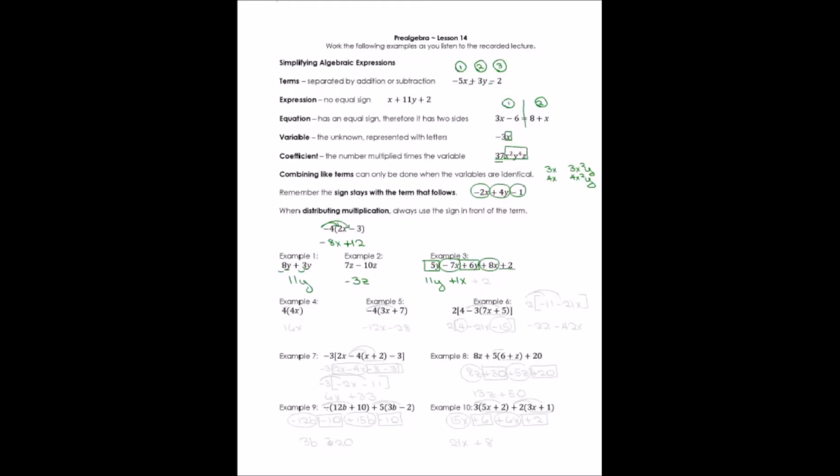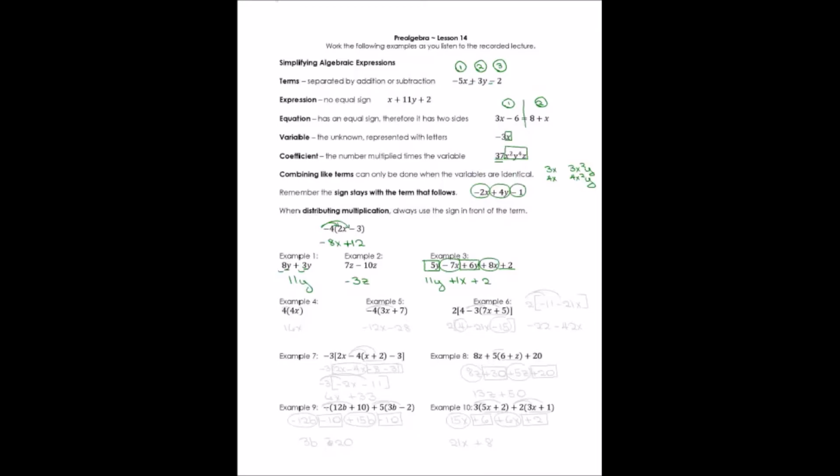Lastly, I just have a plain number. It has no variable, so I can't combine it with anything else. I just have to bring it down and keep it. I ended up with 3 terms in my answer, 11y, a positive 1x, and a positive 2. Okay, let's do a few more.